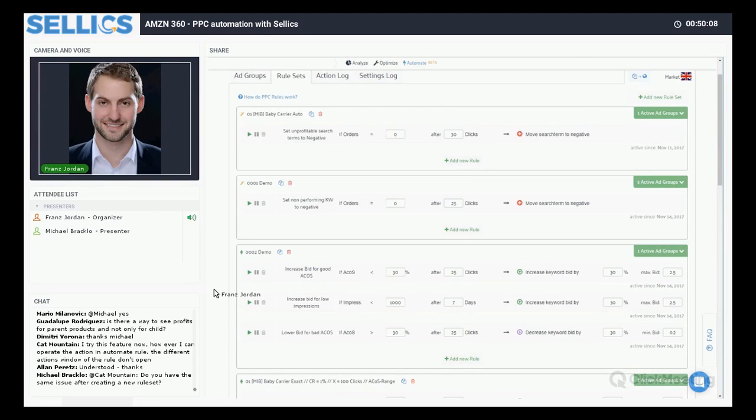Is there a way to see profits for parent products, not just for child products? Yes, in Profit 2.0, this will be possible. At this point, it's not. I tried this feature now. However, I can operate the action in automate rule, but the different actions windows of the rules don't open.